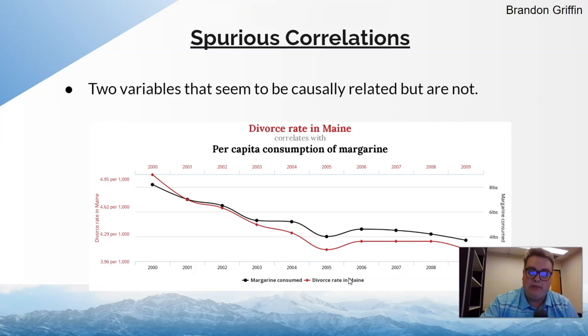Let's look at an example. Two variables that seem to be causally related but are not are the divorce rate in Maine and the per capita consumption of margarine. We see that in the year 2000, the per capita consumption of margarine and the divorce rate in Maine were relatively high. As the years went on, they decreased almost in tandem, very close to each other. The margarine consumption decreased from 8-9 pounds down to 2 or 3 pounds. The divorce rate decreased from about 4.95 all the way down to 4.